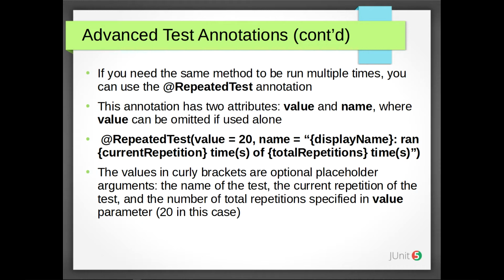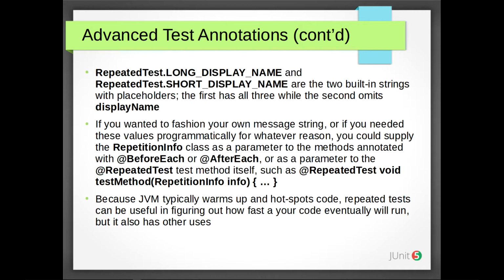The values in curly brackets are optional placeholder arguments: the name of the test, the current repetition of the test, and the number of total repetitions specified in the value parameter. In this case, 20. RepeatedTest.LONG_DISPLAY_NAME and RepeatedTest.SHORT_DISPLAY_NAME are the two built-in strings with placeholders. The first has all three, while the second omits the display name. And I'm going to make a 30-second pause for you to write down these variables.